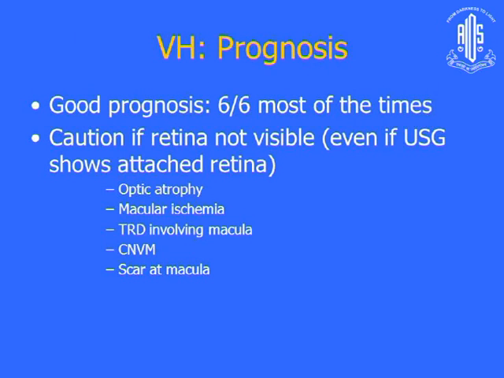So the prognosis will be good most of the time, but if the retina is not visible, even if the retina is attached on ultrasonography, be cautious when you are explaining the prognosis to the patient, because there may be optic atrophy, there may be macular ischemia, TRD involving the macula, CNVM, scar at the macula. So these things we can't estimate before doing surgery in a total vitreous hemorrhage. So be cautious before giving any good prognosis.